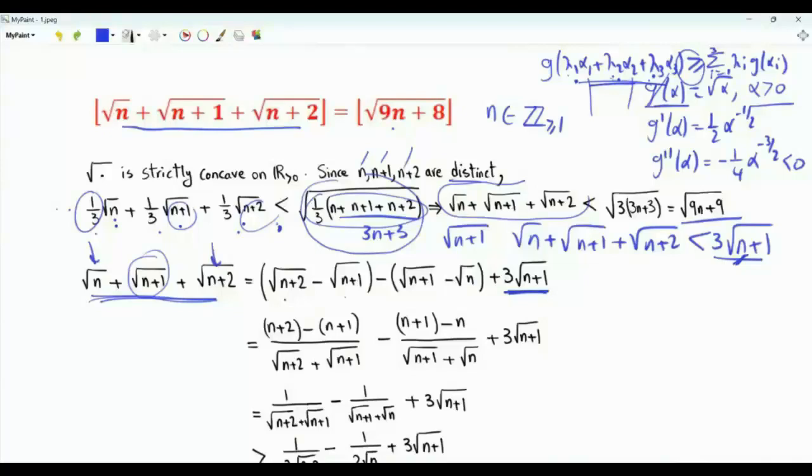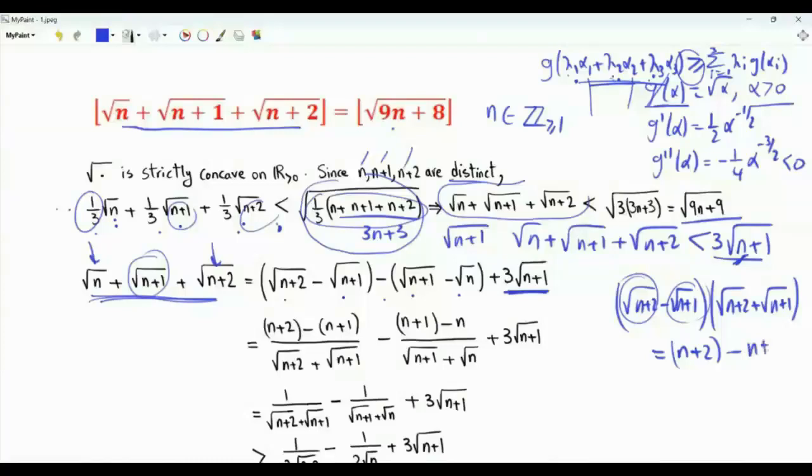Square root of n plus 2 minus square root of n plus 1 minus, between brackets, the square root of n plus 1 minus the square root of n. Note that the square root of n plus 2 minus the square root of n plus 1 times the square root of n plus 2 plus the square root of n plus 1 is equal to the square of this quantity, n plus 2, minus the square of that quantity, n plus 1. This bracket here can be written as this difference, which is equal to 1 divided by the sum of the square roots. We apply the same to this bracket here.